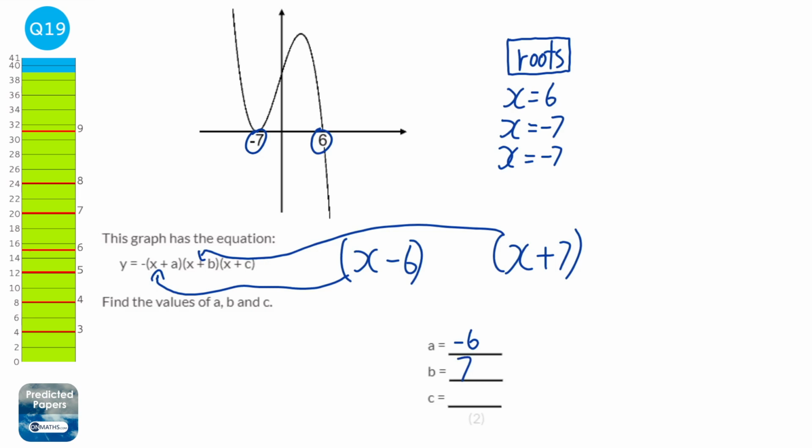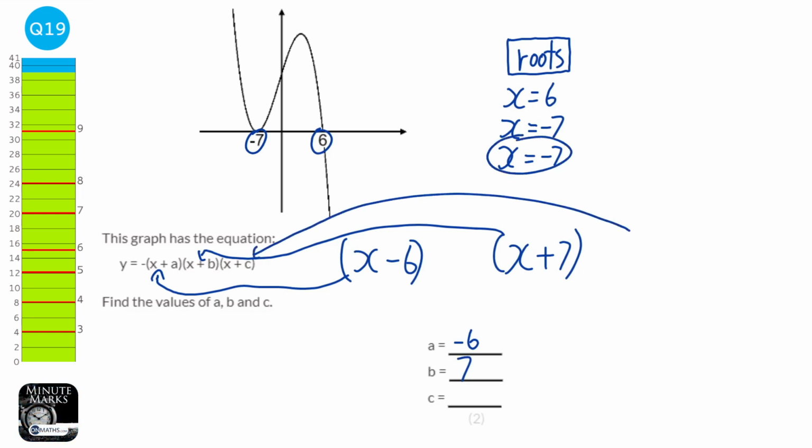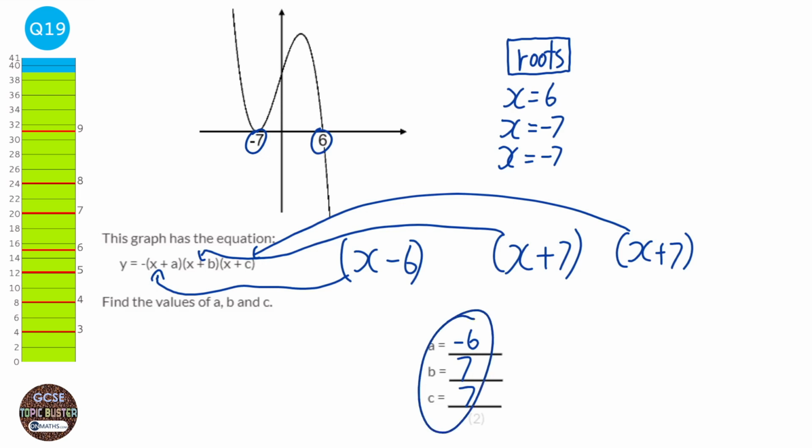And for the C, we're looking at that last root. Again, it'll be the same, won't it? It'll be x plus 7. Now, you might ask the question, how do you know which is A, which is B, which is C? Actually, it doesn't matter. We could put A at -6 and B at 7 and C at 7, or any other order. As long as one of these is -6 and two of these are 7, you'll always get the right answer.